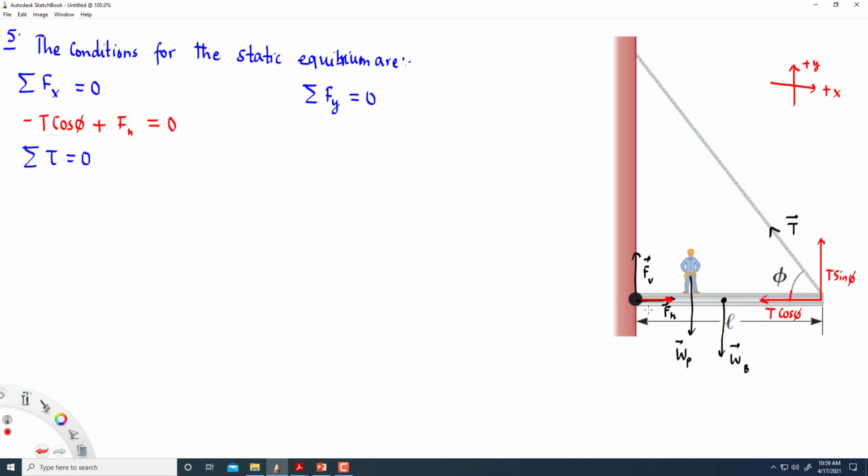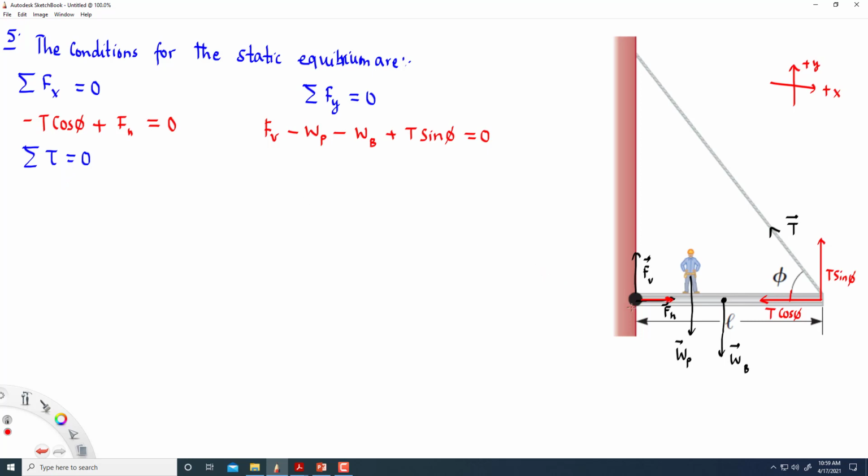Now let's add all the forces that are acting on y-axis or y direction. So the first one is Fv. Fv is positive because it's pointing up. Wp is pointing down, so it's negative. Wb is also negative because it's pointing down, and then y component of the tension is pointing up, so it's positive. Okay, that is equal to 0. And the next one is to find the net torque or sum of all the torques.